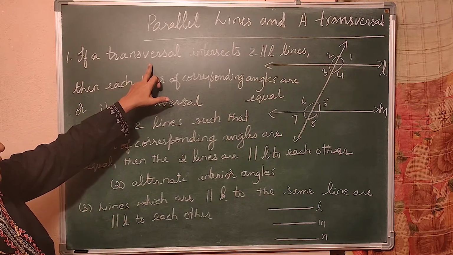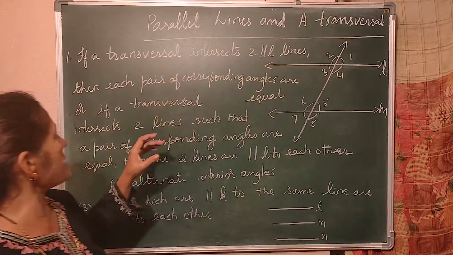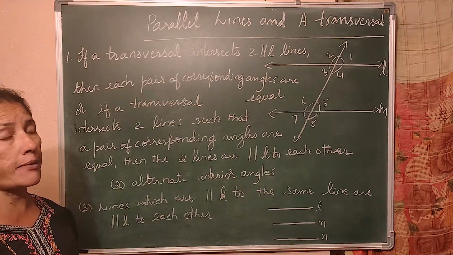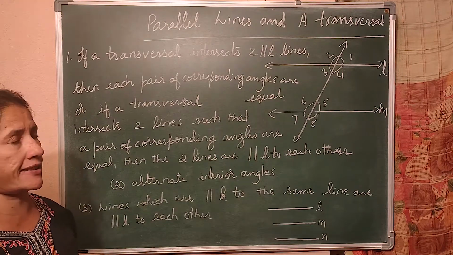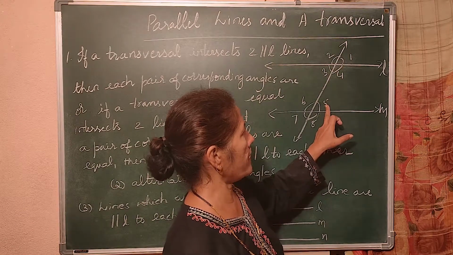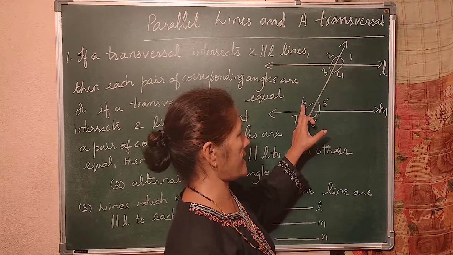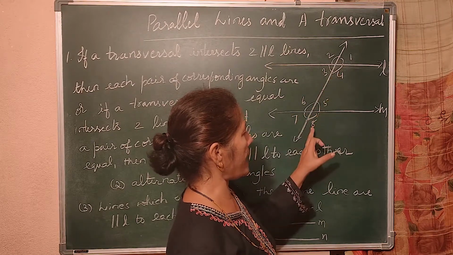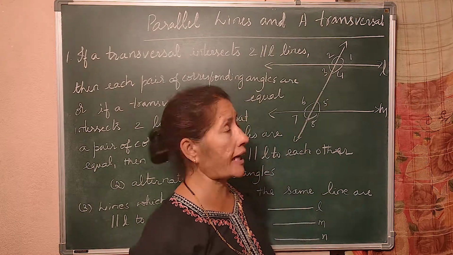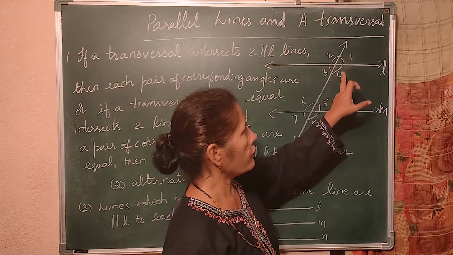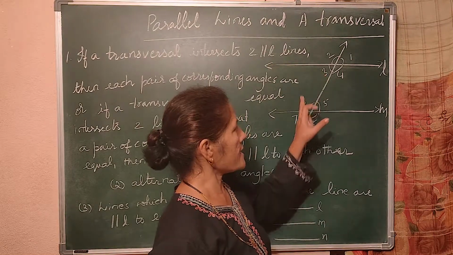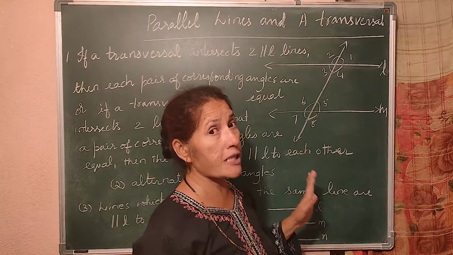If a transversal intersects two parallel lines, then each pair of corresponding angles are equal. You should know the meaning of corresponding angles. You have studied in 8th standard. See here, angle 1 and angle 5, angle 2 and angle 6, angle 4 and angle 8, angle 3 and angle 7 are called corresponding angles. You understand?